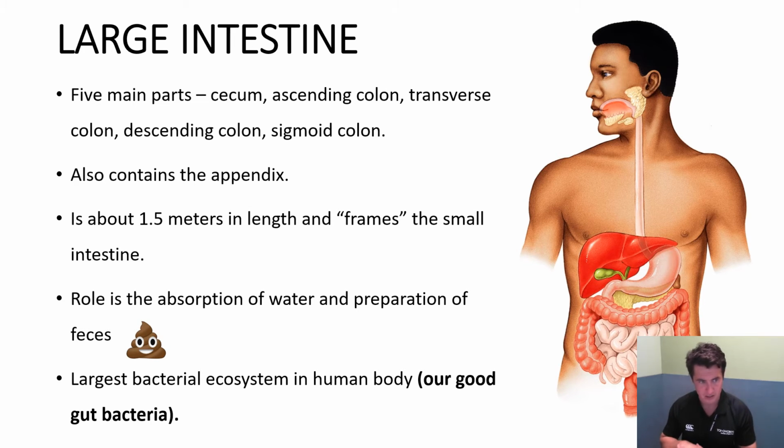The main role of your large intestines is absorption of water and preparation of feces, so getting rid of what we don't need. It's about 1.5 meters in length, and it frames, which means it sits around the small intestines. It's the largest bacterial ecosystem in the human body, and that's our good gut bacteria, and that's where some of the fiber can actually be broken down and metabolized through bacteria that does that breaking down. It's also where things like the bad smells of the digestive system are created because of that bacterial activity.